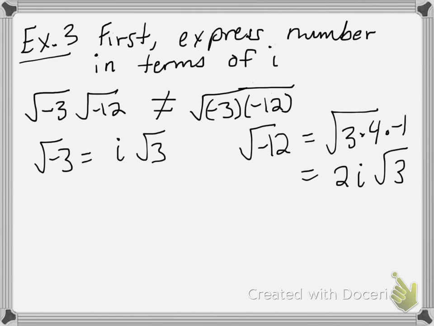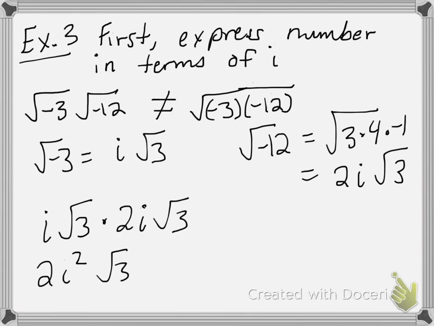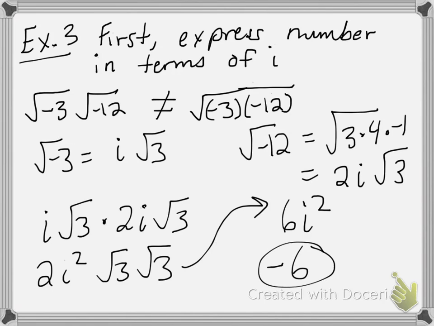So now multiply them together. So I radical 3 times 2I radical 3. You rearrange the terms. You've got 2I squared there, radical 3 times radical 3, which we know will simplify down to 3. And then that 3 will get multiplied by the 2 at the beginning, so our final answer will be 6I squared, which is just negative 6. It's kind of a fun one.